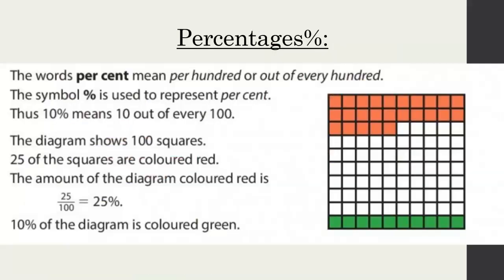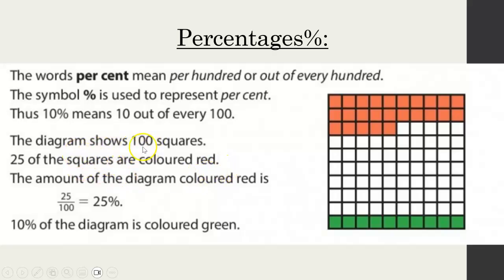So why do we care? Percentages, well, the word percent means per 100, or out of every 100. So percent just means per 100. And that's very, very important to remember. We're looking at things per 100. And the symbol we use is this little symbol. So it's like a 0 with a line and another 0. And that's used to represent percentages. So let's say 10% means, so this is percent, this little symbol. 10% means 10 out of every 100.